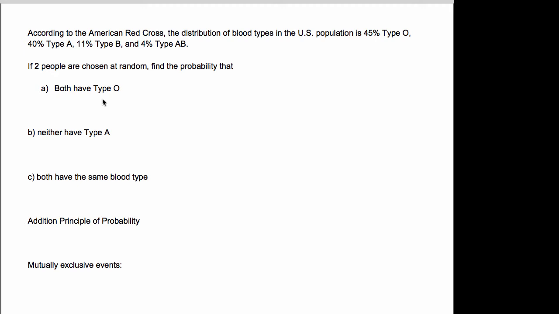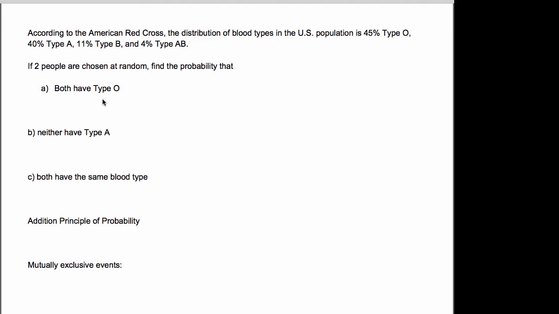Welcome back. We're going to wrap up our lesson on probability here by talking about a situation with blood types. Now, according to the American Red Cross, the distribution of blood types in the U.S. population is 45% have type O, 40% have type A, 11% have type B, and 4% have type AB.